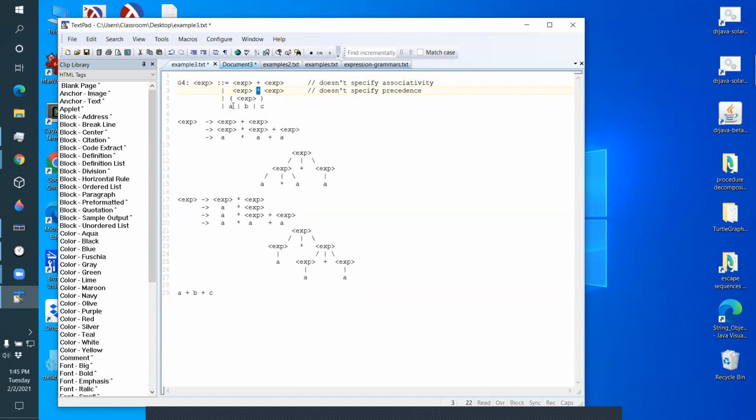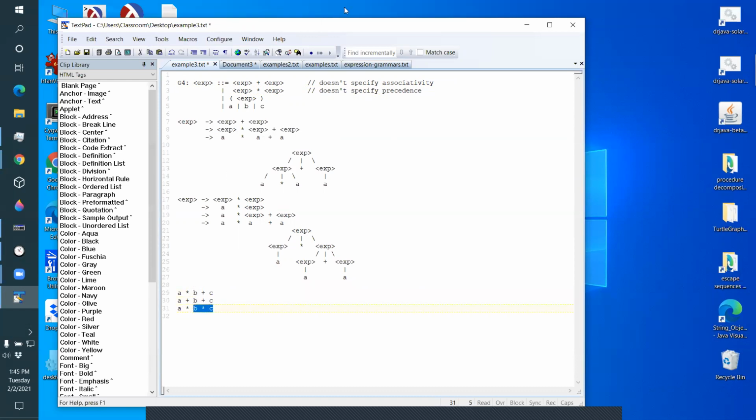So this grammar has got two operators and lots of problems, okay? We don't know how to parse A times B plus C, because we don't know which is to do first. We don't know how to parse A plus B plus C. We don't know how to parse A times B times C. None of these, do you do this from left to right or right to left? Do you do this from left to right or right to left?